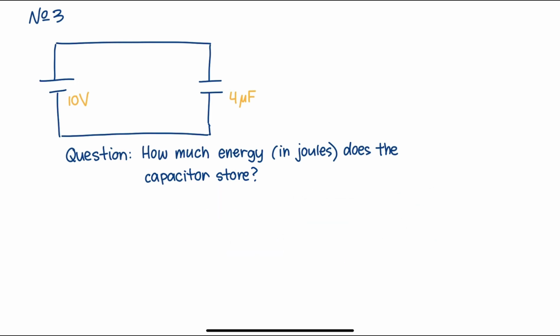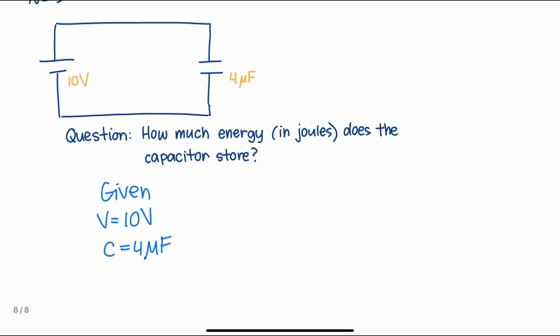So let's write down the information we are given. First of all, we have voltage, which is 10 volts. Then we have capacitance, which is 4 millifarads. If we're going to change it to scientific notation, we're going to get 4 multiplied by 10 to the power of minus 6 farads.